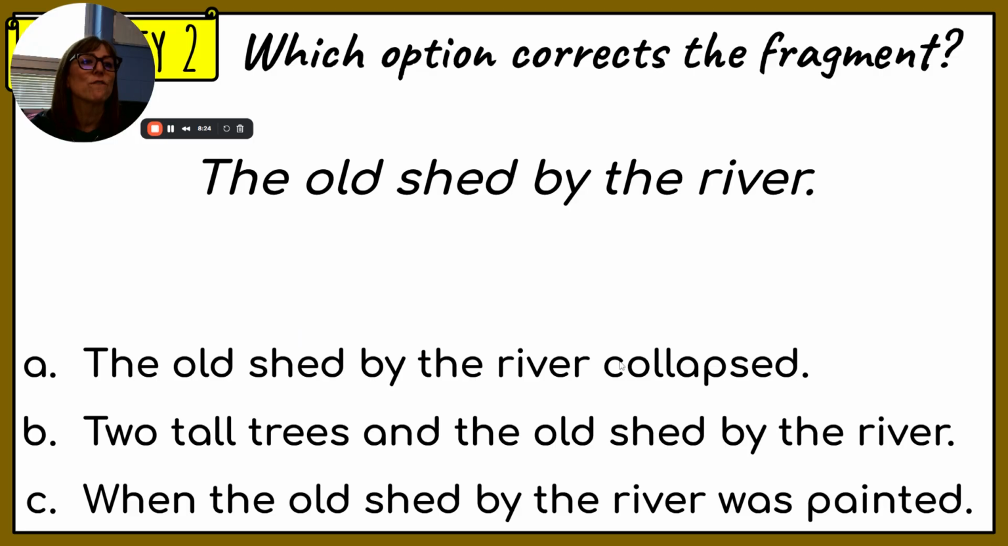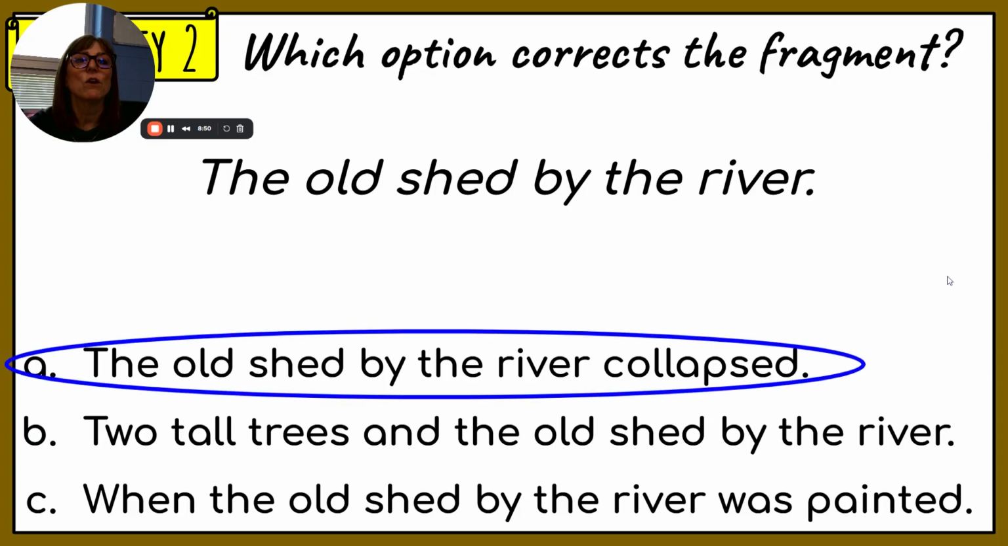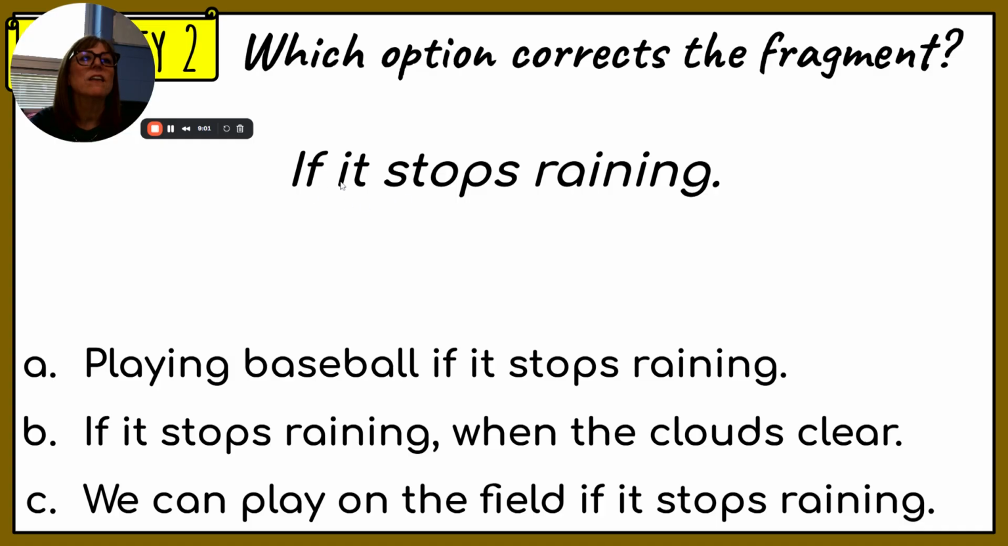A, the old shed by the river collapsed. B, two tall trees and the old shed by the river. C, when the old shed by the river was painted. Tell your table leader if it's A, B, or C now. Class, you should have said A, the old shed by the river collapsed. The old shed is the subject, and what did the old shed do? It collapsed.